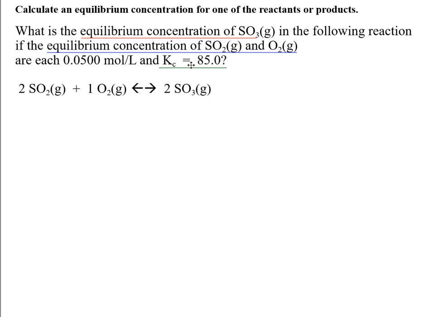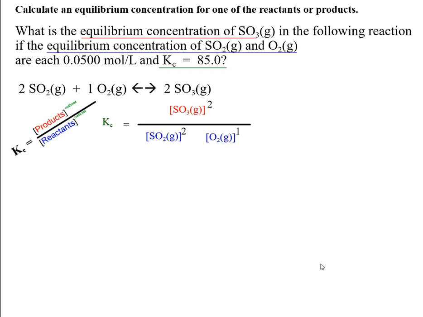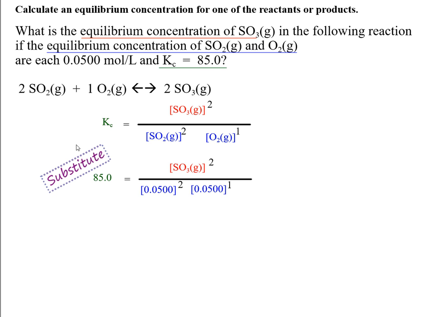This problem as well has given us the Kc value. We don't need to calculate it. We are given it. We just need to find the equilibrium concentration for sulfur trioxide, which is over here, which is a product. So first, we need to find the expression, products over reactants, based on this equation with their molar coefficients used as exponents. Next, we substitute all the values that are given to us, so I've underlined them in here, of what's unknown and what is given.